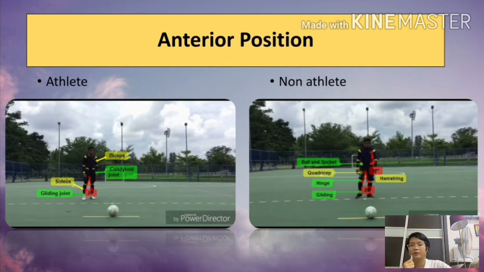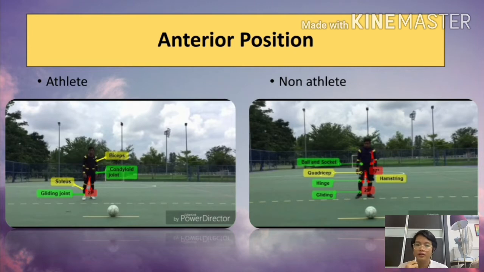Alright, now I will explain about the preparatory phase shooting in futsal. There are 4 positions in this phase, which is the anterior position, the posterior position, the left lateral position, and the right lateral position.